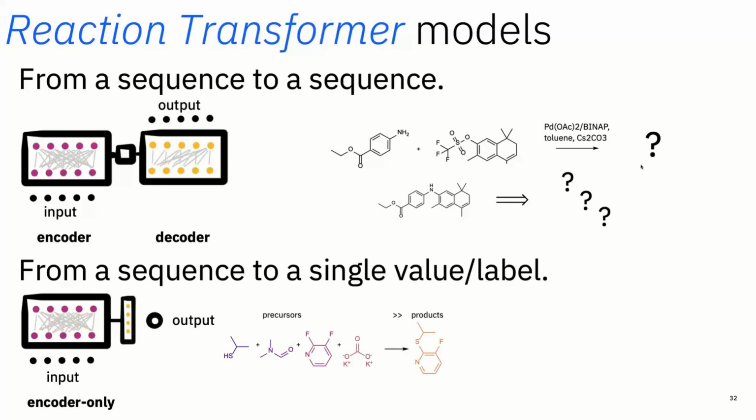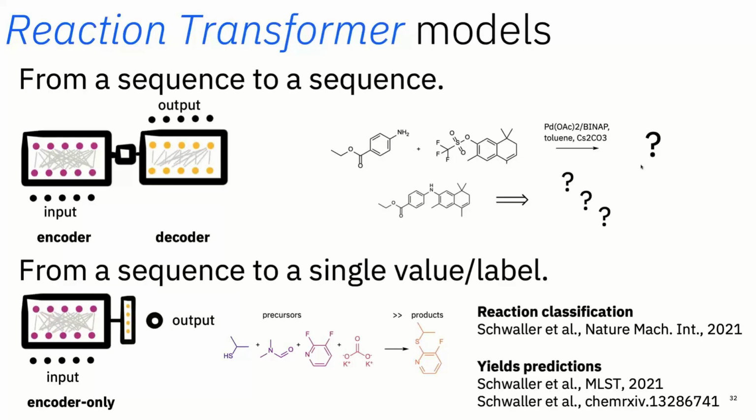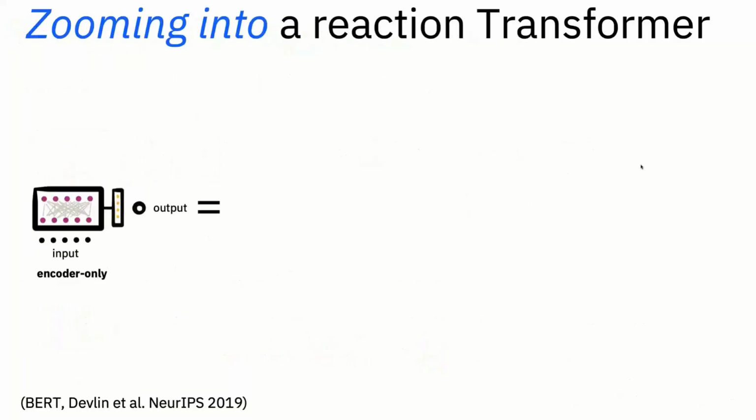In the second part of my presentation, what I will show you are encoder-only transformers that convert a sequence, in our case a chemical reaction, into a single value or label. And we use those to do reaction classification and yield prediction. But let me first zoom into such a reaction transformer.